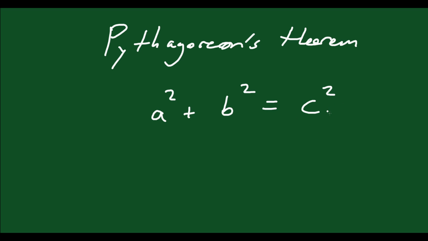You've probably heard this repeated to you time after time. But what does it mean? Well, what it's referring to is a method that we can use to solve for the length of any side in a right-angled triangle if we know the other two sides.